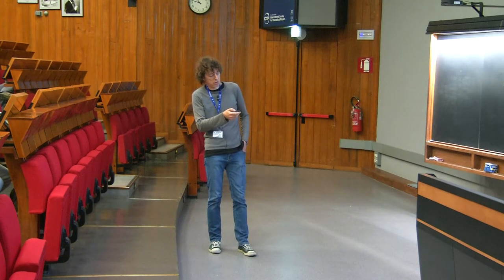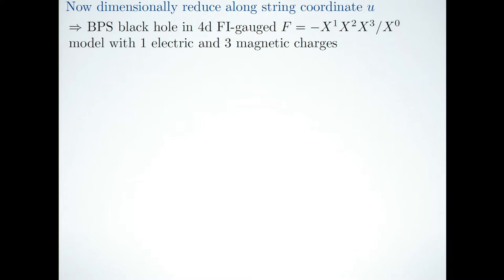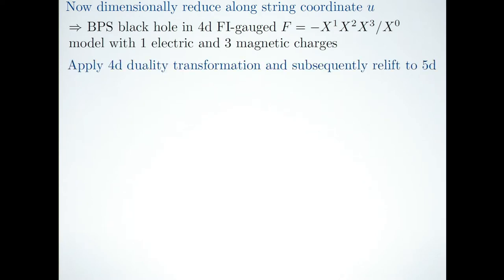Right? So this coordinate u here, dimensionally reduce, and what you get is then a BPS black hole in the four-dimensional FI-gauged model with this cubic prepotential that has one electric and three magnetic charges. So the magnetic charges come from the magnetic charges in five dimensions, and the electric charge comes from the momentum along the string in five dimensions. And now you can apply a 4D duality transformation. So remember the surviving symmetry group was U(1) cubed. So you can use this.